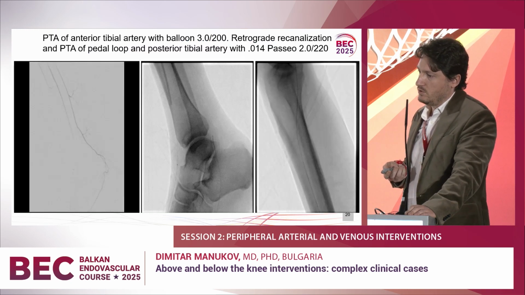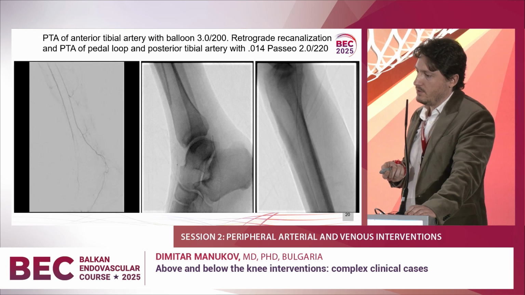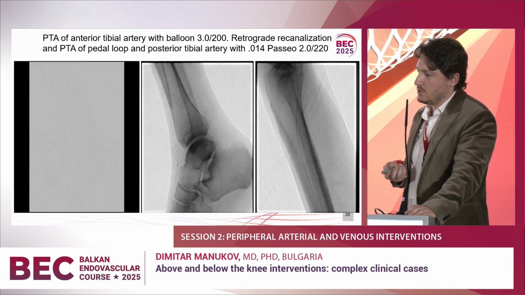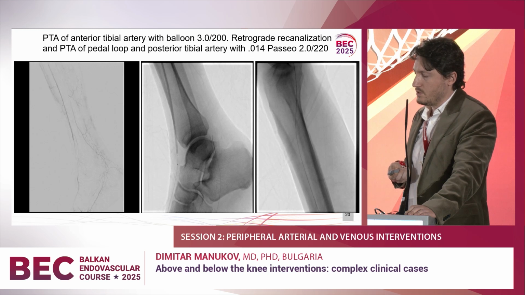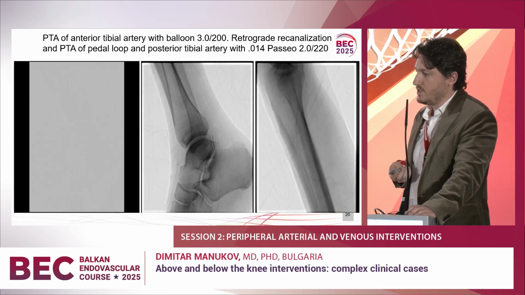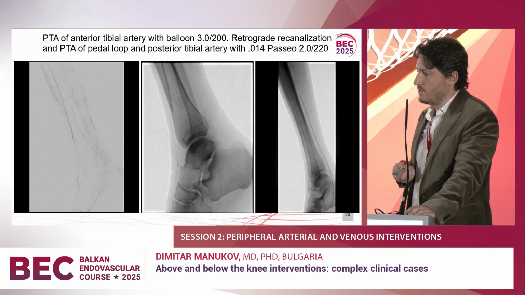On the left, you will see the puncture site of the anterior tibial and the torquer of the wire. So what we did next was we switched the wire, and from retrograde we switched it to antegrade. As you see in the middle, we passed the pedal loop and we went into the posterior tibial artery. We sealed the puncture site with the 3.0 balloon. By this we performed PTA and of course of the anterior tibial.